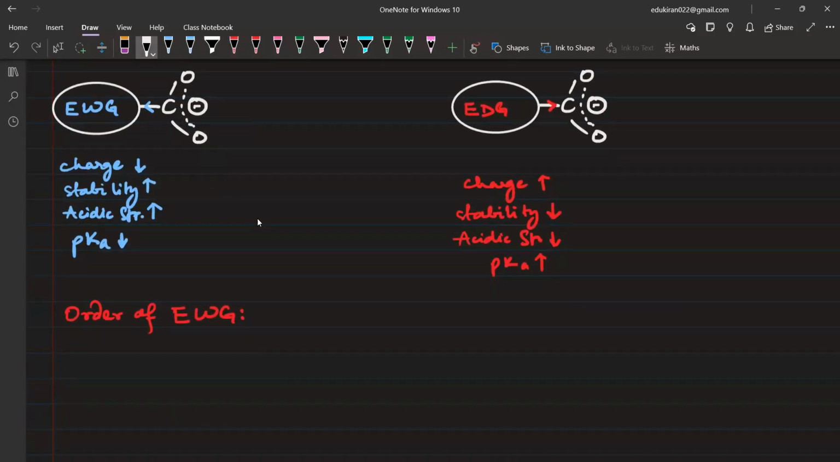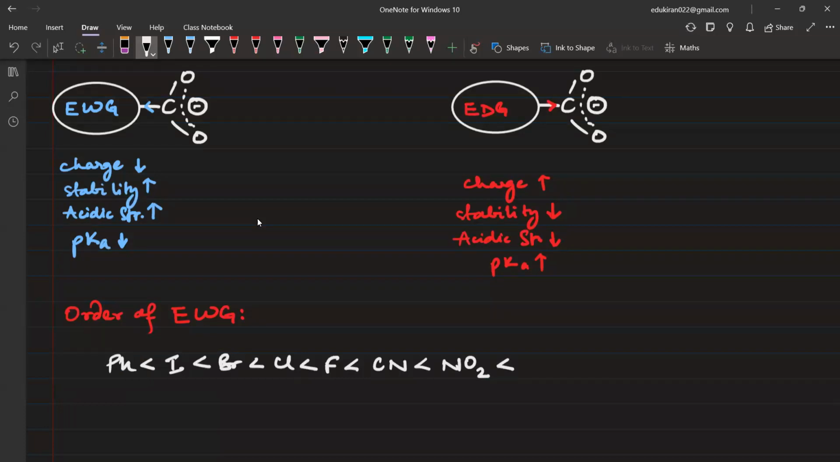So the least is done by any benzene ring, followed by iodine, bromine, chlorine, fluorine. ठीक है, if you have one. Then it is followed by cyanide, if cyanide is attached. It is followed by NO2. Then the last one is if it is attached with CF3, three fluorine atoms attached to a carbon atom, which is further attached to carboxylic acid. Then it has the maximum electron withdrawing capacity. Copy this down.